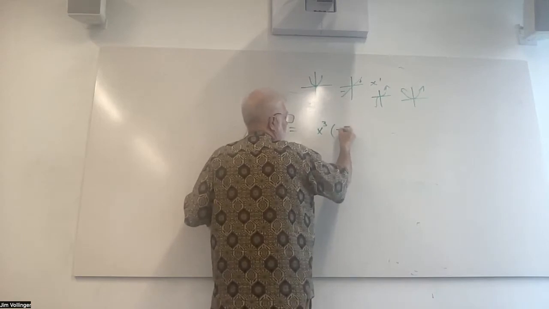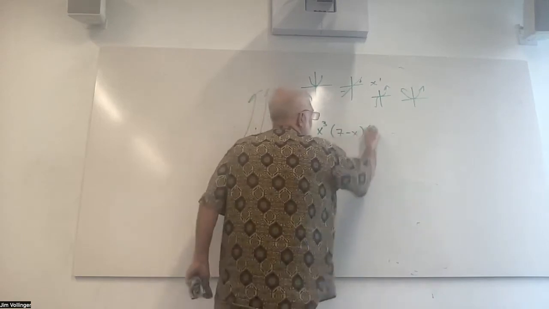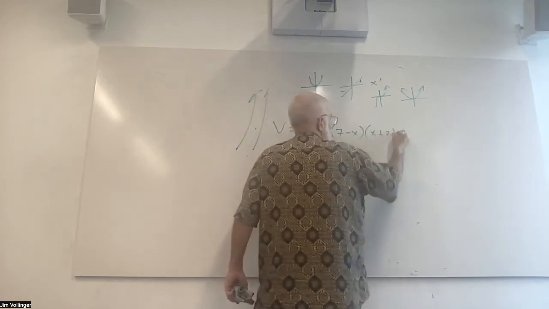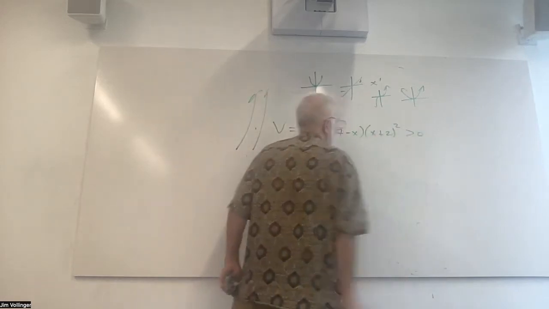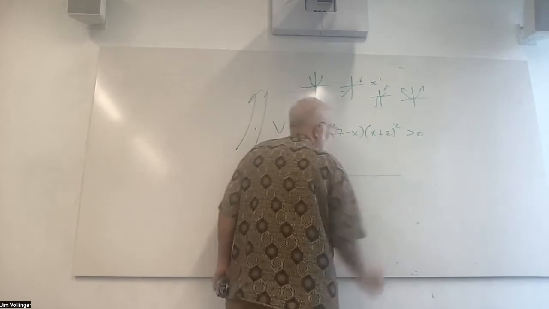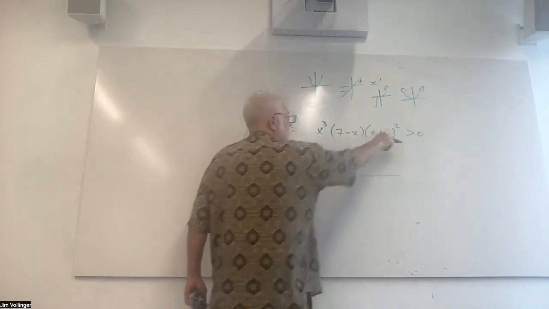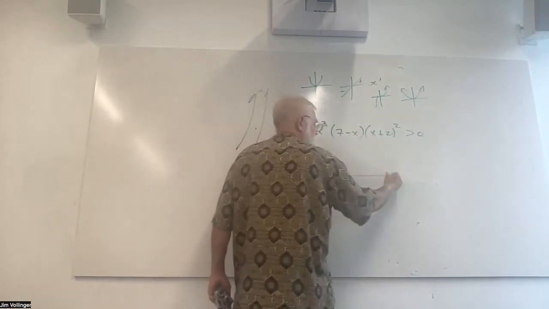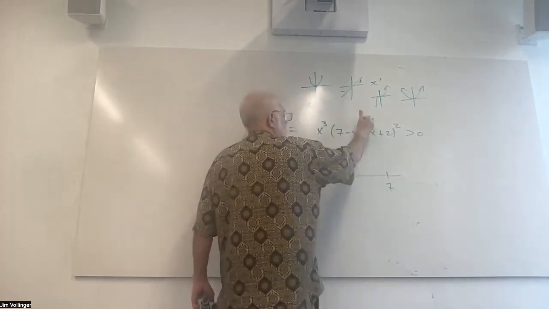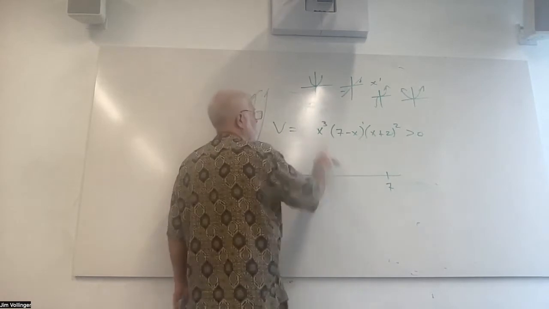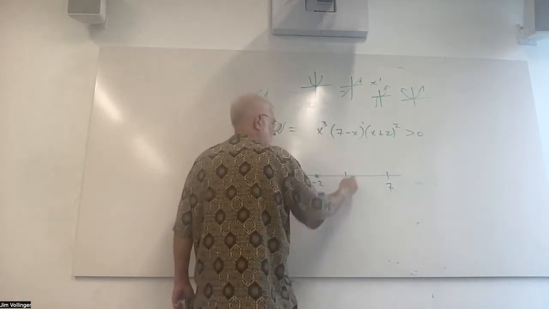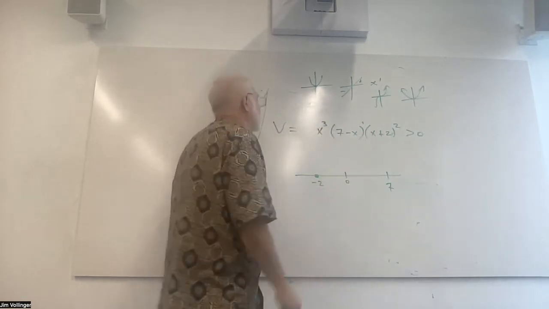Let's change something up here. 7 minus x, x plus 2 squared. Let's be greater than 0 again. All right, so I find my roots. Negative 2, well, that's a dot because it's an even exponent. Positive 7, that's a dash because that's an odd exponent. Odd exponent, so it changes signs at 0.